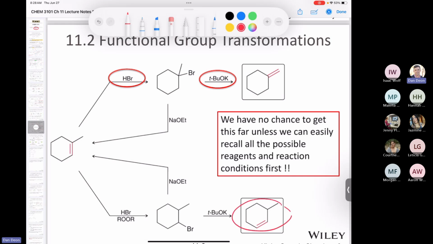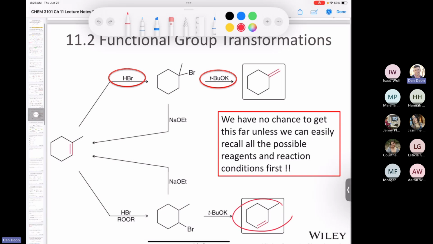We could even put the double bond down here if we do an anti-Markovnikov addition of HBr and then treat with a strong base, right? We're going to pull off this proton here, right? So our t-butoxide, not asking for a mechanism or anything, is going to pull off this proton, and we're going to end up with this compound here.